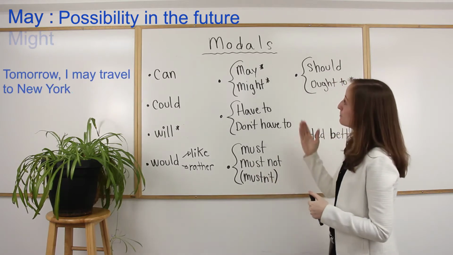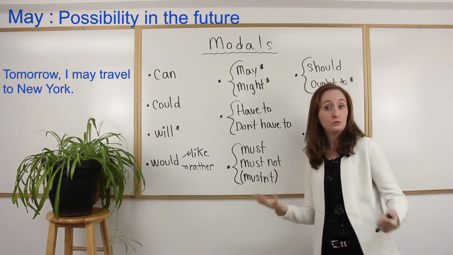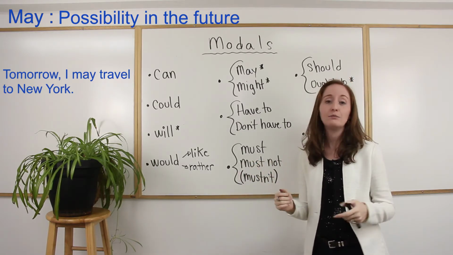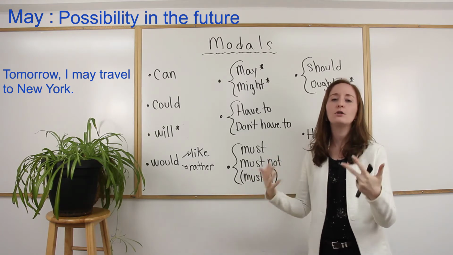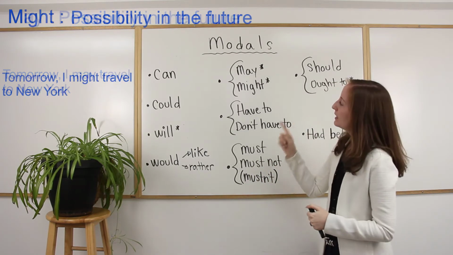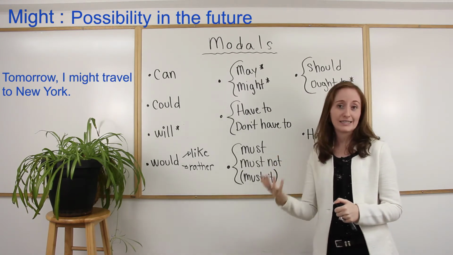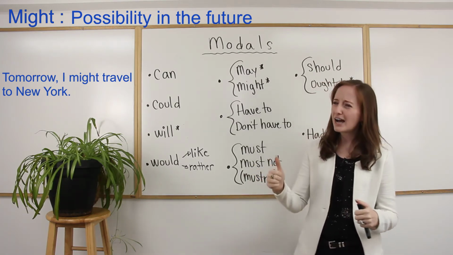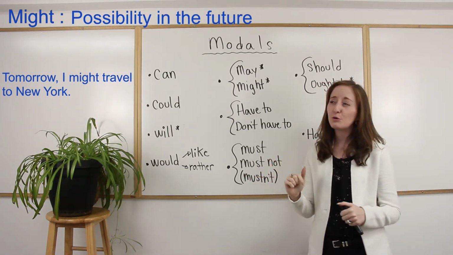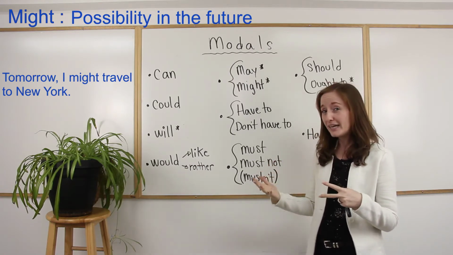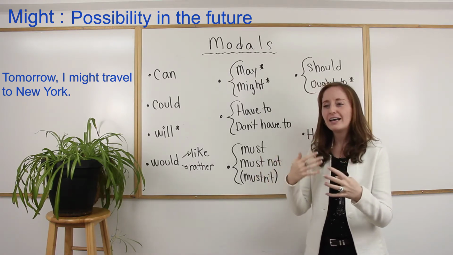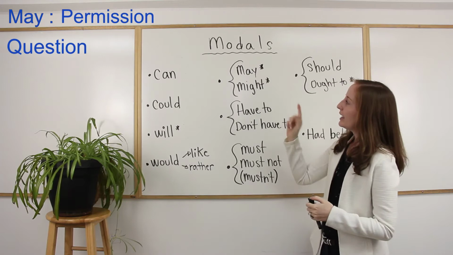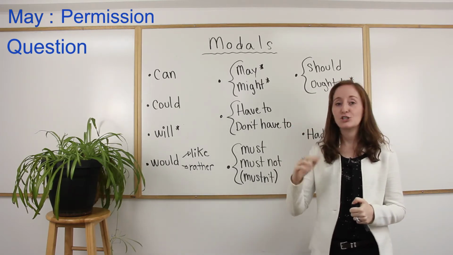But for an example, tomorrow I may travel to New York. Generally possible, I'm not sure exactly when or why, but it's a general positive possibility. Might, if I use it with an example: tomorrow I might travel to New York. I'm not certain. Maybe I don't have a car tomorrow, maybe I don't know if I will take the plane or the train. There are more elements that I don't know. So might, less possible.